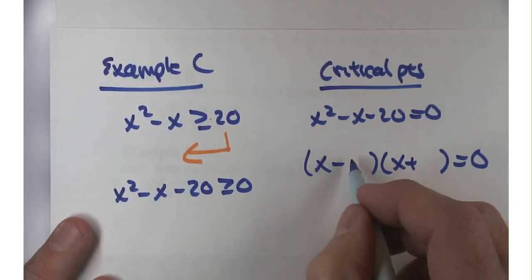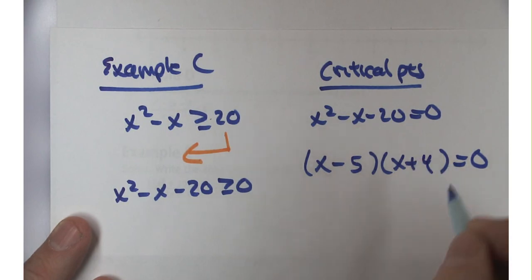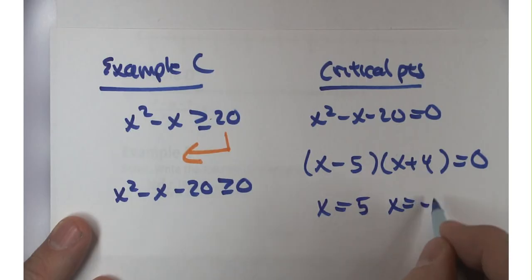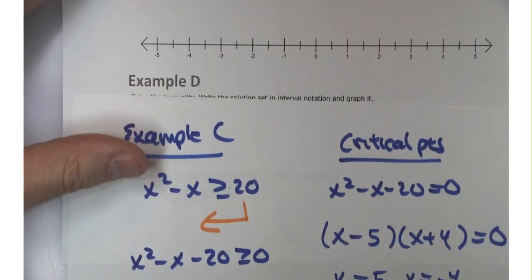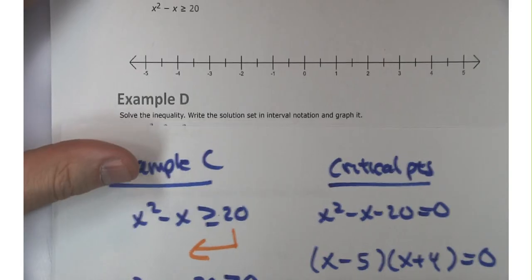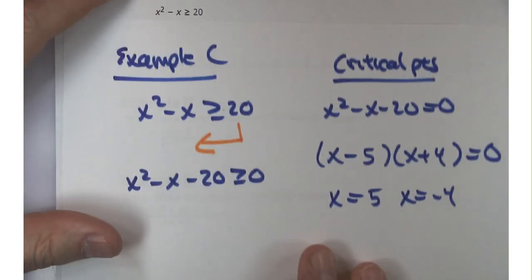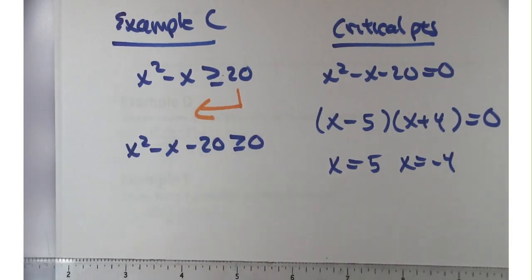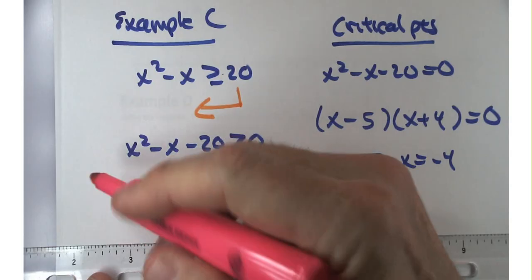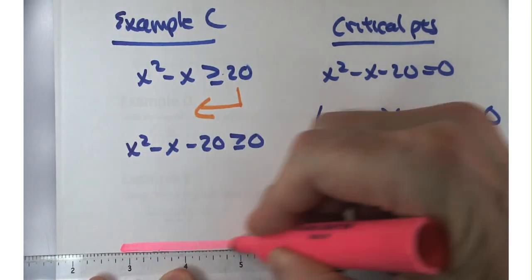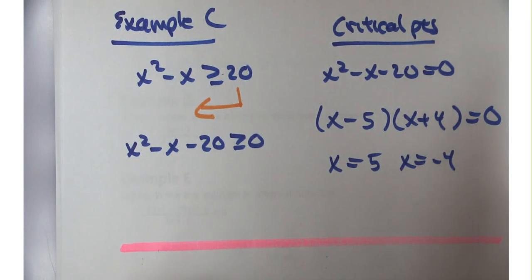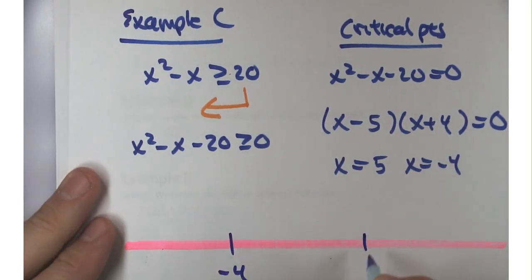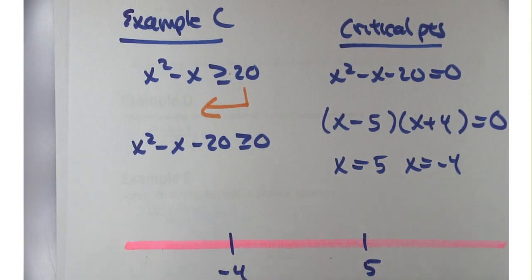Okay, so minus 5 plus 4. What are our two solutions then? 5 and negative 4. Let's put those on the number line. In fact, we can do it up here if you'd like. Doesn't matter. Nah, I think I'll just draw another one down here so I can mark it up a little bit more. So here's our number line. Negative 4 and 5. Let's think about the intervals that this creates.